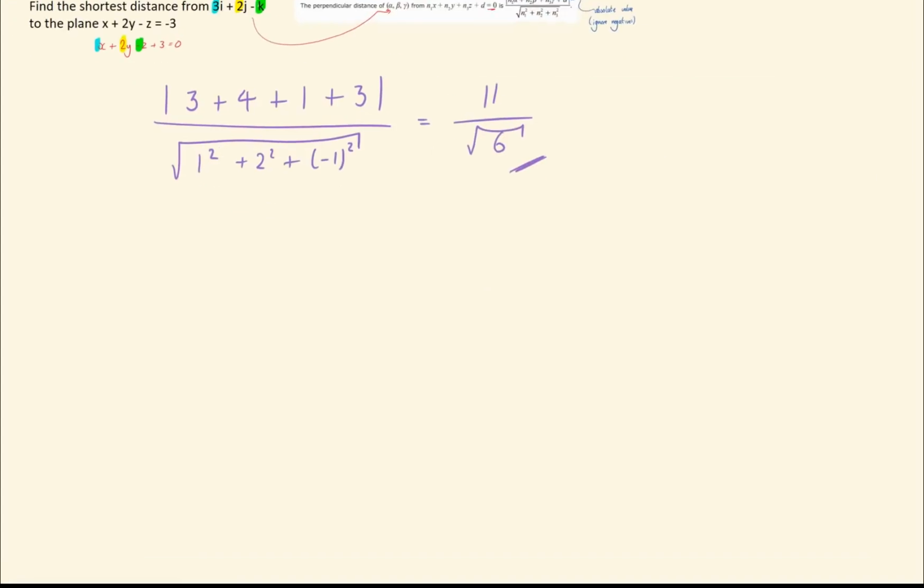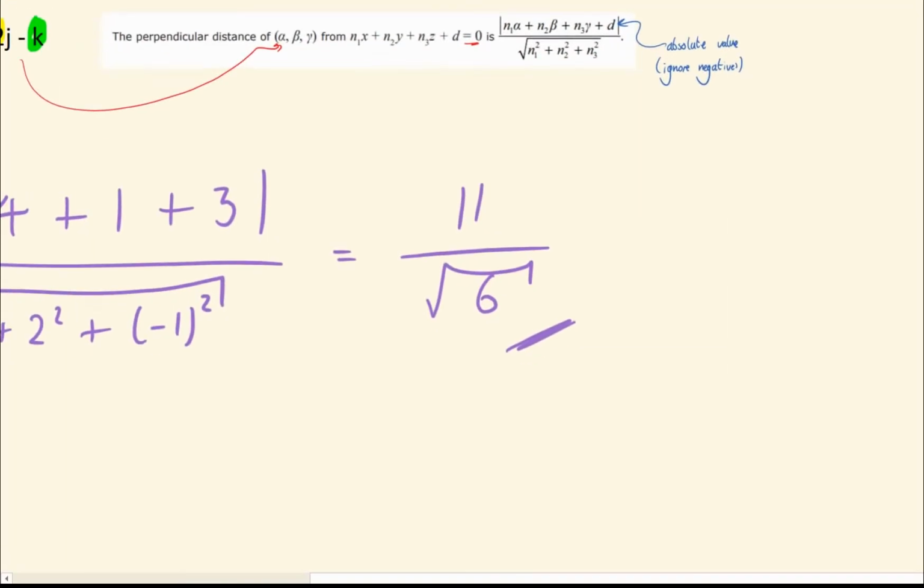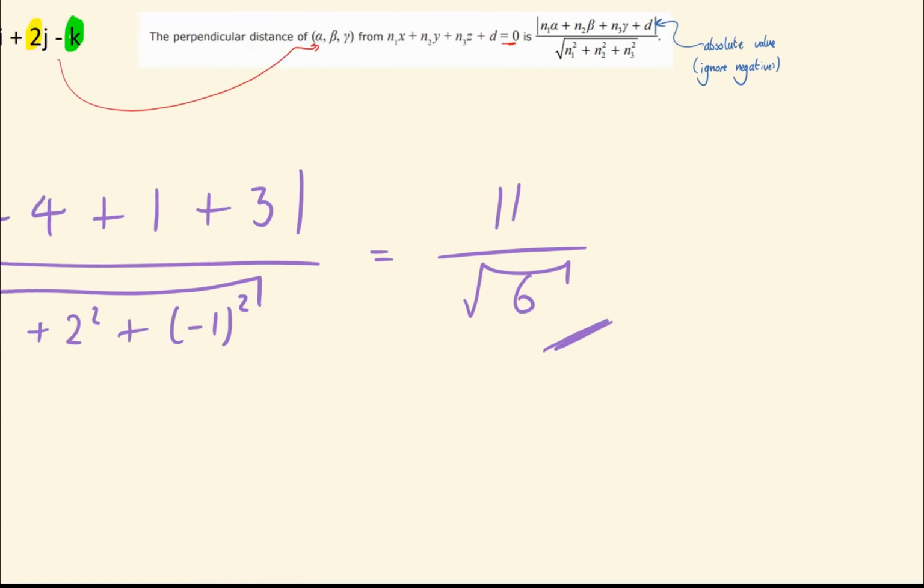Really straightforward question. It's a mistake I always see. People kind of forget they have this formula book and tend to try and use other methods that, of course, aren't really going to work that well.